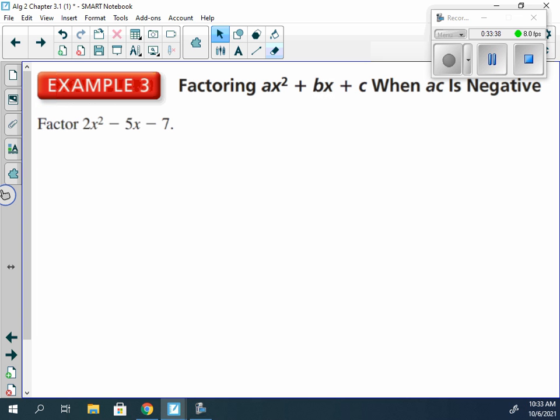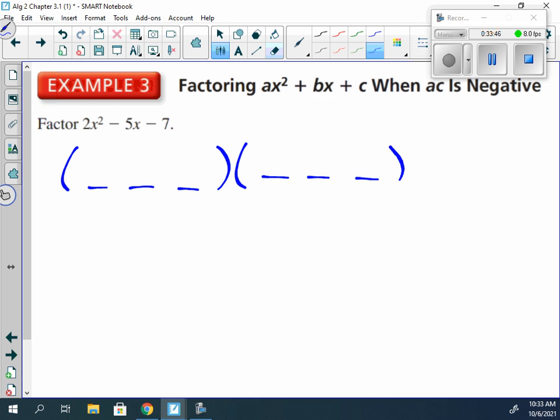Two x squared minus 5x minus 7. So there is not a greatest common factor, which would be step 1. Step 2, write 2 sets of parentheses with 3 spaces. Our third step is to find the signs. The third term is negative, so the signs are opposite.